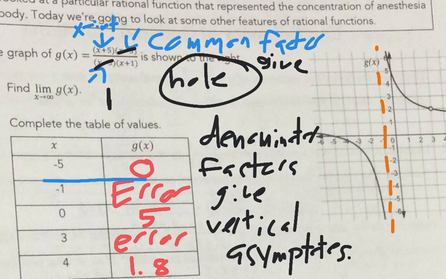The factors of the numerator give x-intercepts. The factors of the denominators give vertical asymptotes. But if there's any common factors in the numerator and denominator, it gives a hole in the graph.